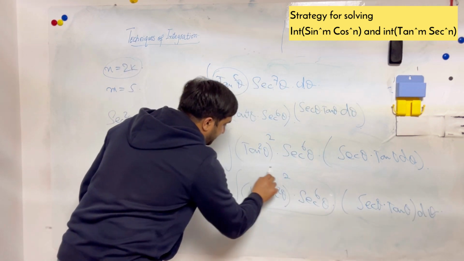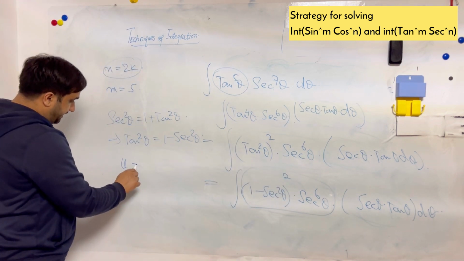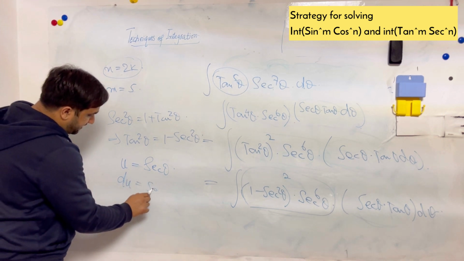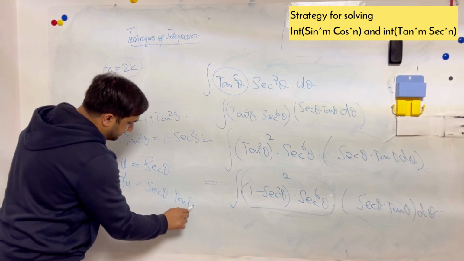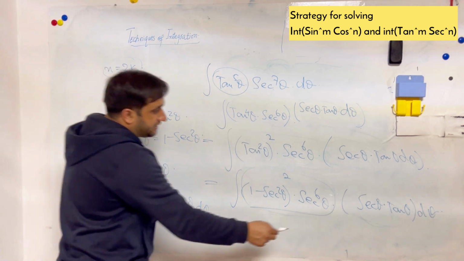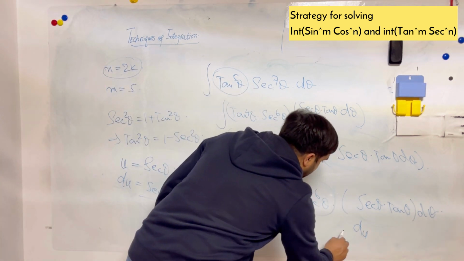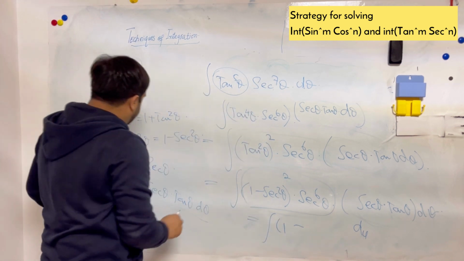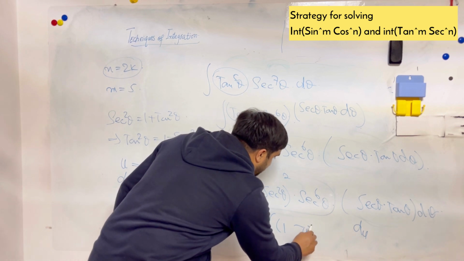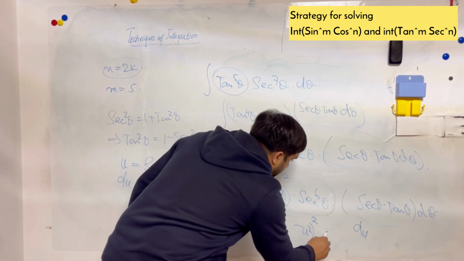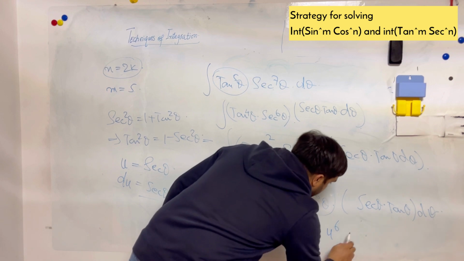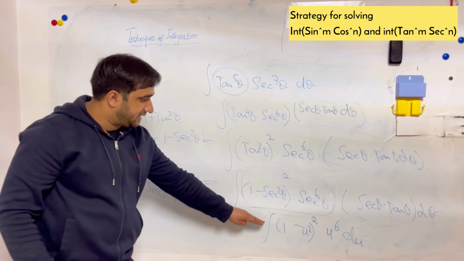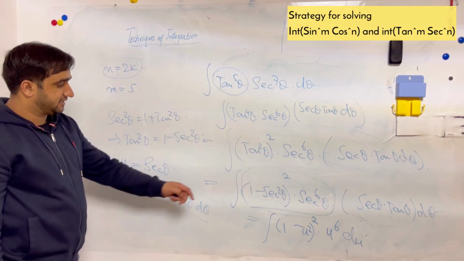Now this whole expression is in terms of secant, so I can assume u is equal to secant theta. Then du will be secant theta tan theta d theta. So this whole thing is replaced with du, and secant theta is u, so u square minus 1 raised to the power 2 into u^6 and du. Now simply multiply them and apply the power rule of integration and you are done.